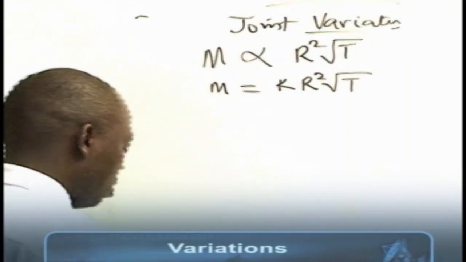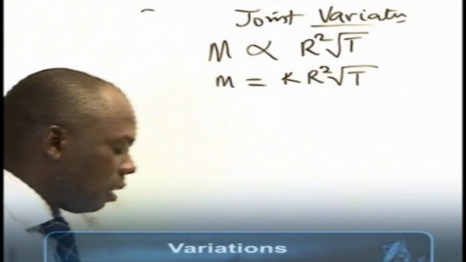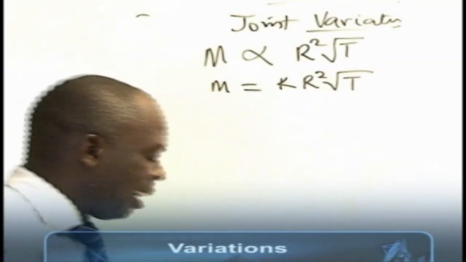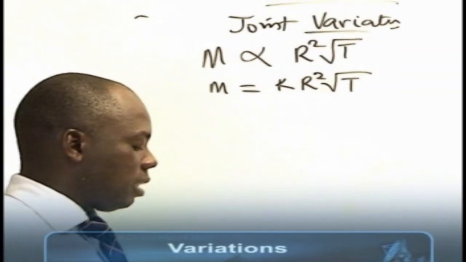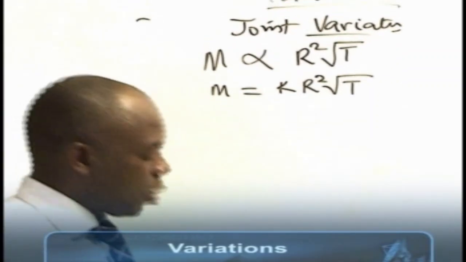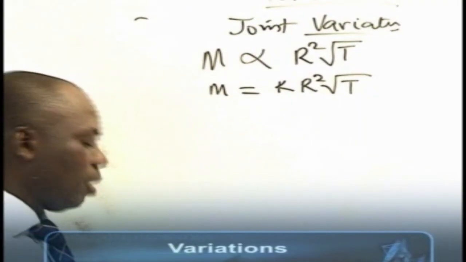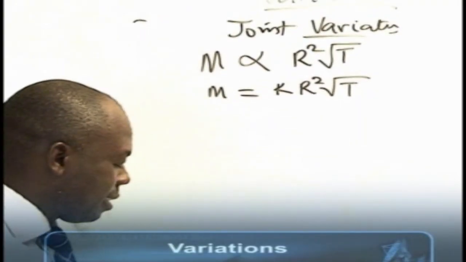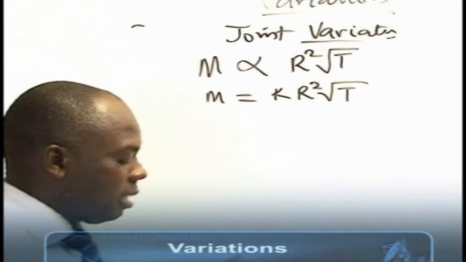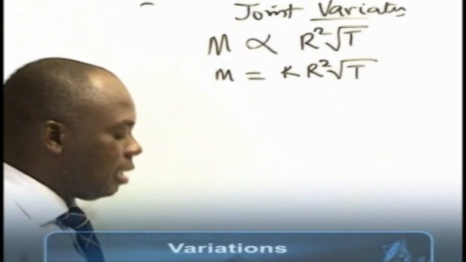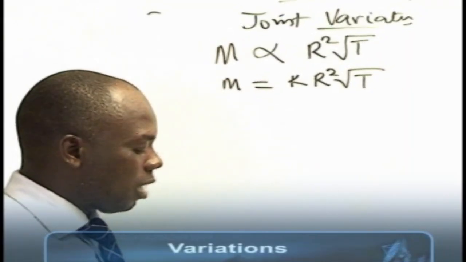So let's take this question. If E varies jointly as G, the square of N, and the square root of U. When E equals 200, G is 2, N is 2, U is 25. Determine the value of N when E equals 540, G equals 3, and U equals 16.